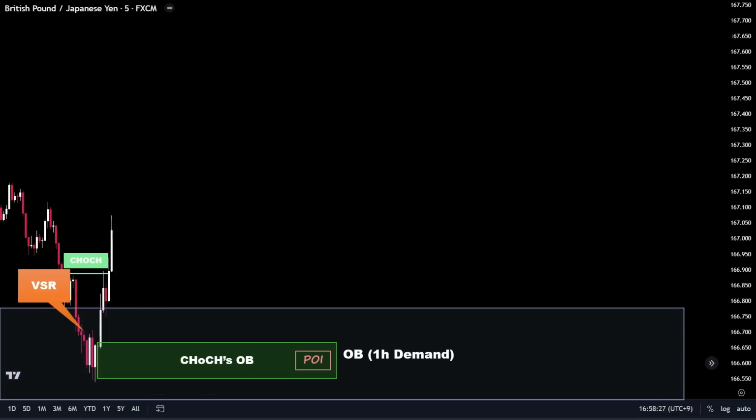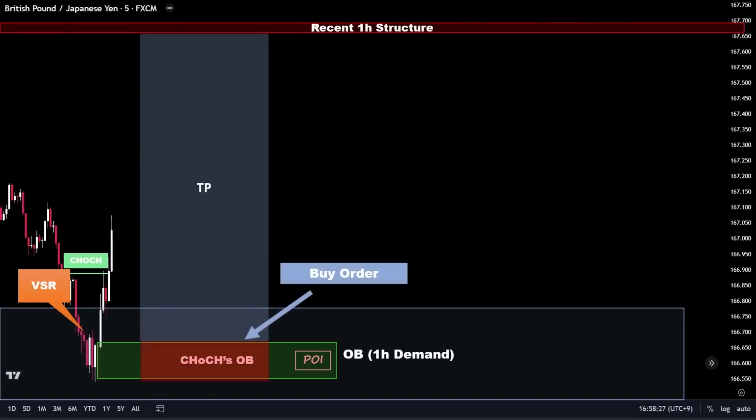Now that we have identified our point of interest and have a clear entry signal, we can proceed to place a buy order at the highlighted level. It is essential to adjust our stop loss a few pips below the lowest point of the zone to ensure a proper risk management strategy. As for our take-profit target, we are aiming for the recent major 1-hour structure, as it presents a significant level where we expect price to potentially reach. By setting our entry, stop loss, and take-profit levels, we have established a well-defined trading plan for this setup.